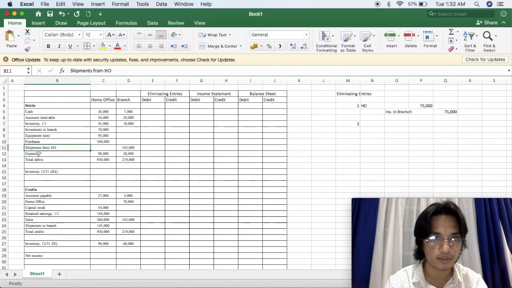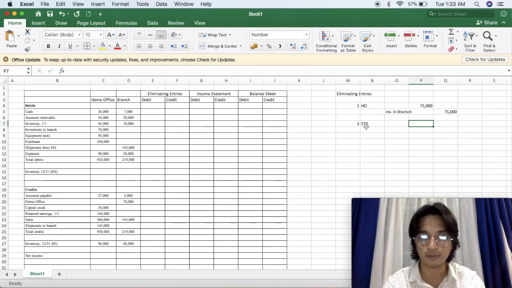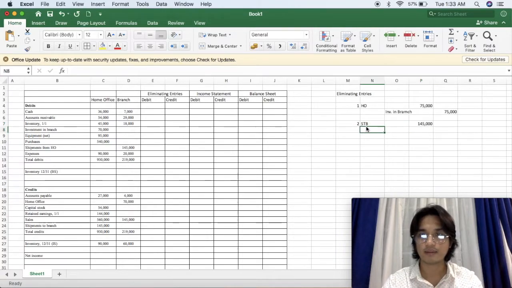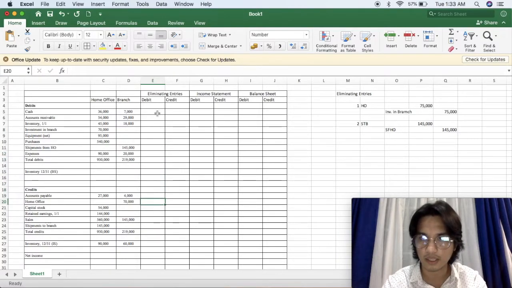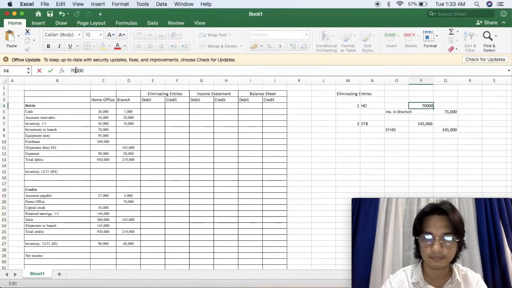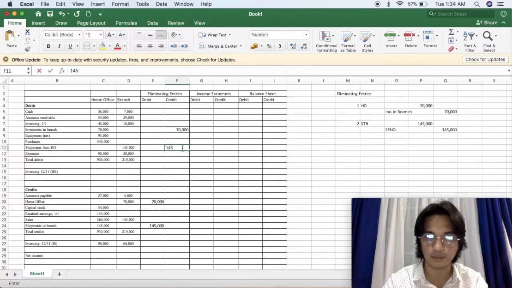Next is shipments to branch and shipments from home office, both having a balance of 145,000. The other one is debit, the other one is credit. So in order to close, we debit shipments to branch because it has a normal credit balance, 145,000, and credit shipments from home office, same thing, 145,000. Right after, we're going to post these eliminating entries in our worksheet. So you have home office, a debit of 70, sorry, that's not 75, this should be 70,000, followed by investment in branch, credit 70,000. Then you have the shipments to branch, 145,000 debit, credit of shipments from home office, 145,000.